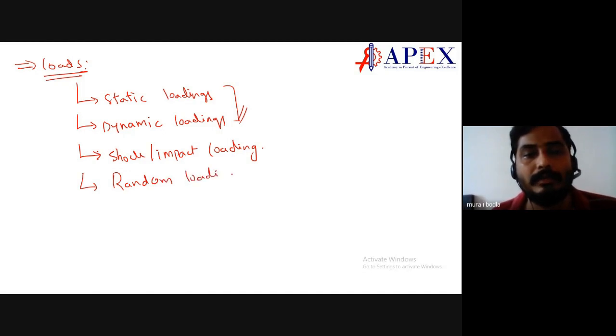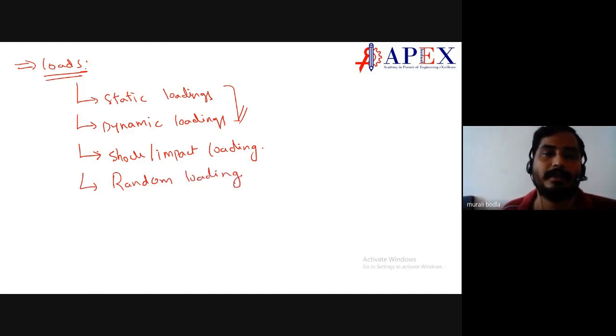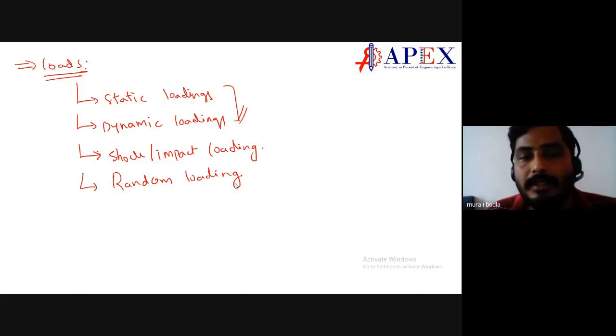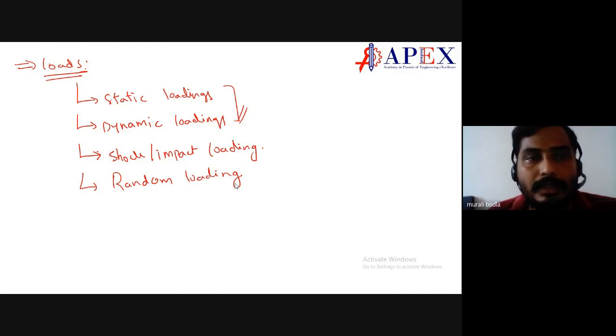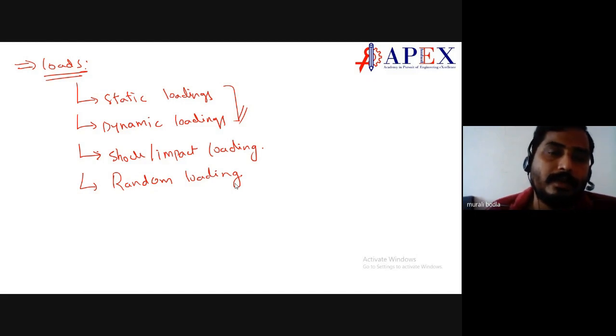So these random loadings are nothing but loadings we cannot define mathematically; we can define them from a statistical point of view. Basically, these are the four categories of loads you will encounter in any machine. The machine element will undergo all these kinds of loadings. But we are going to study extensively, from the syllabus point of view, static loading and dynamic loading. What is the main difference between static loading and dynamic loading?